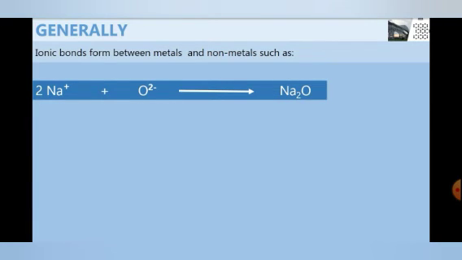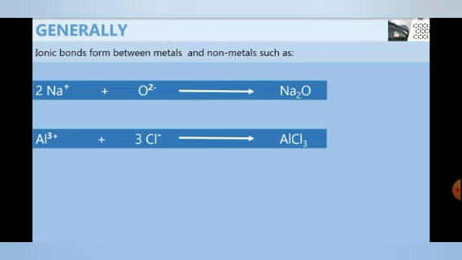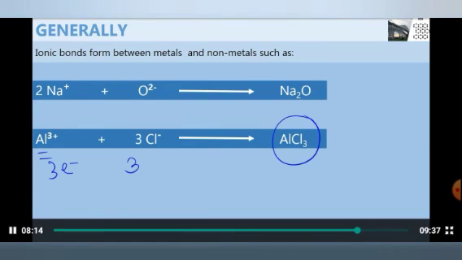Next we have aluminium and chlorine. As you can see, aluminium loses 3 electrons, but each chlorine atom can only gain 1. Therefore, we need 3 chloride ions. And that's why the formula is written as AlCl3, also related to the valencies.